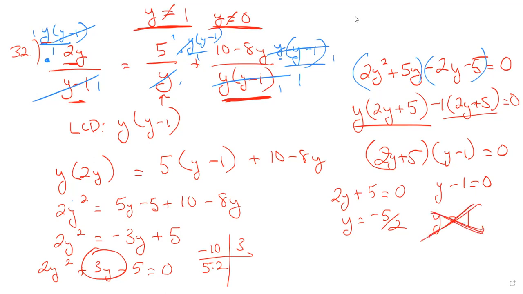We can't use that answer because it's going to make the problem go to undefined, and we don't want that. So even though we had a square where we typically get 2 answers, on this particular problem, we're only going to get y equals negative 5 halves as the answer.